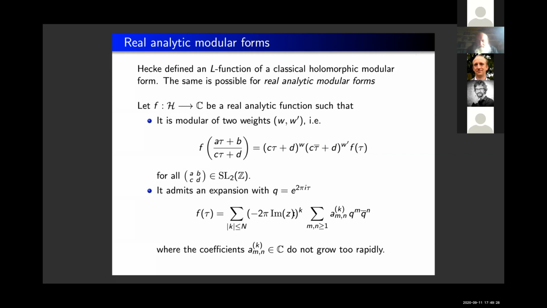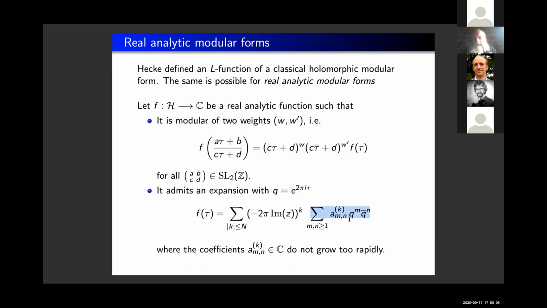I also want it to have an expansion. So people sometimes call this a Fourier expansion. I don't know why. It's strictly speaking not a Fourier expansion, but I may lapse and call these coefficients Fourier coefficients. I think we tend to think of them as kind of generalized Fourier coefficients. But the expansion is that it's a polynomial, so it has a finite number of terms of some power of the imaginary part of Z times some power series.